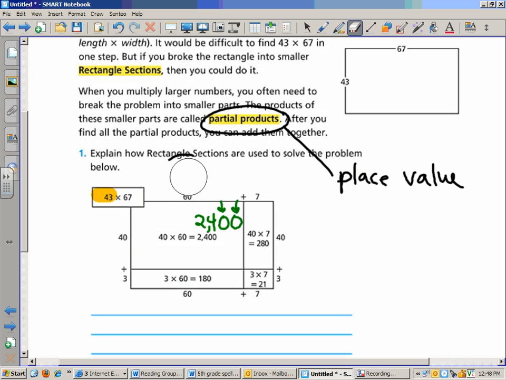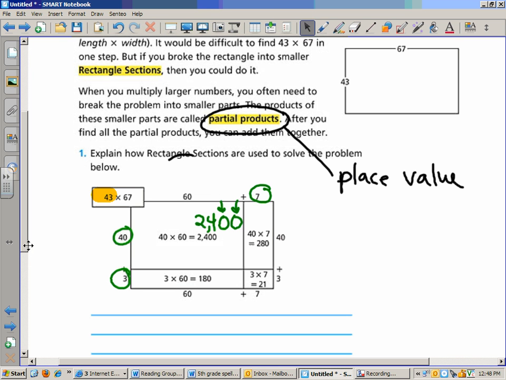Once we multiply that, then we take now 40 and multiply it by 7. 40 times 7, we have 4 times 7 is 28. It's 10 times bigger, so 280. Come down here, we have 3. Now we're going to multiply 3 times 60. 3 times 6 is 18, but 6 is 60, so it's 10 times bigger, so our product is 10 times bigger, 180. And then we have, last but not least, 3 times 7 is 21.